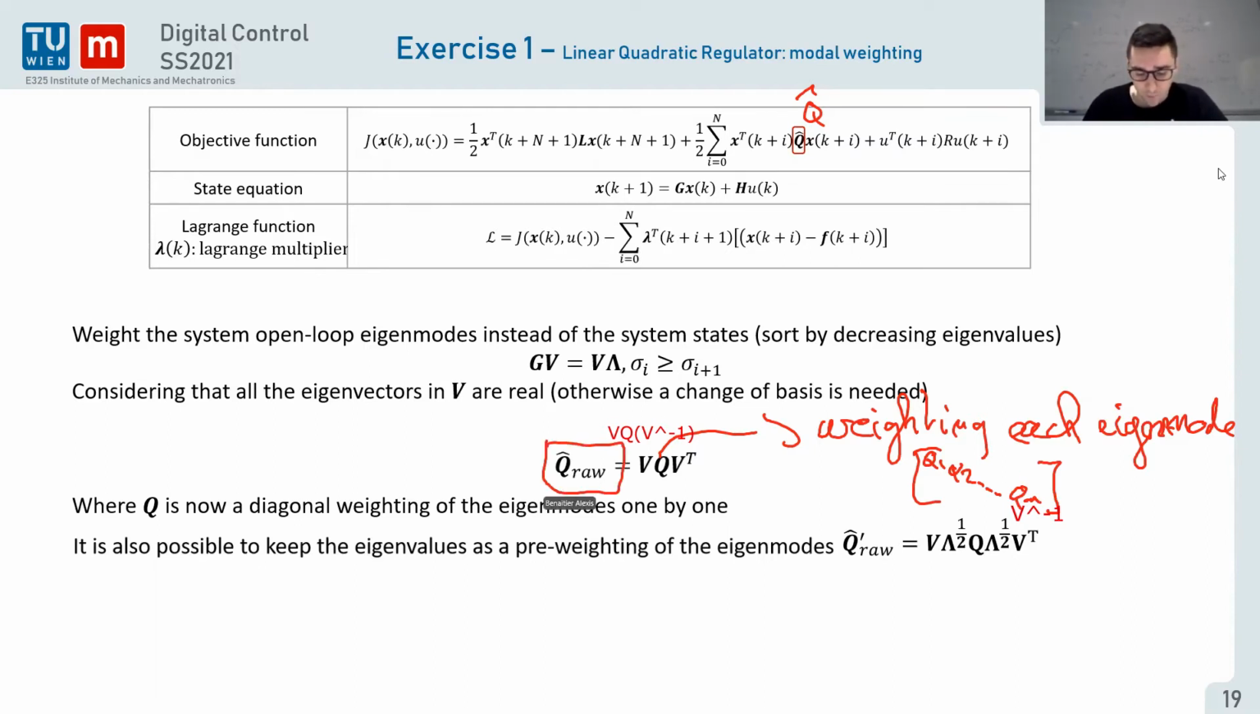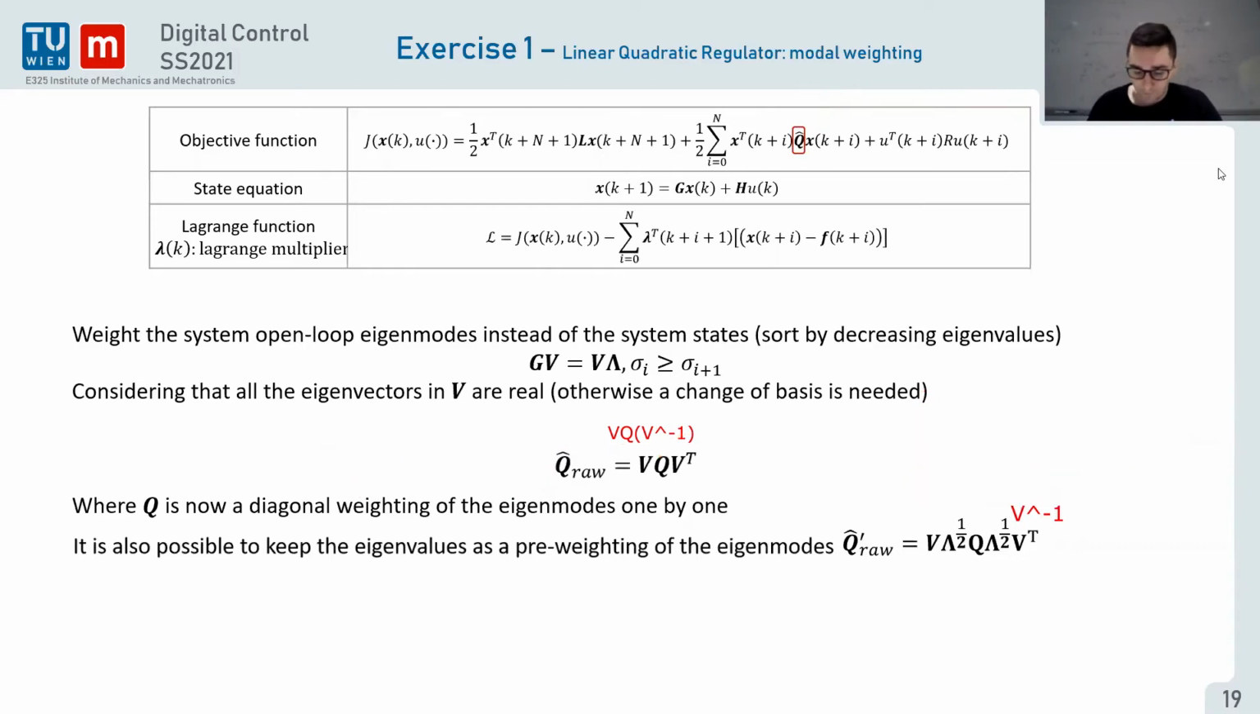Okay. And so the Q hat row is just when I'm taking X transpose times Q hat times X, I'm indeed taking X transpose V Q V transpose times X. And so I'm weighting the eigenmodes directly. So instead of weighting the states, I'm weighting the eigenmodes. This is the only difference.